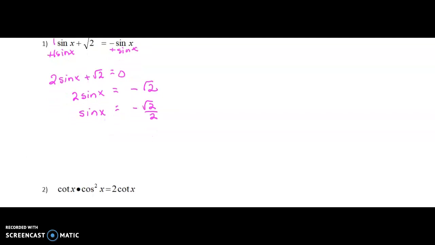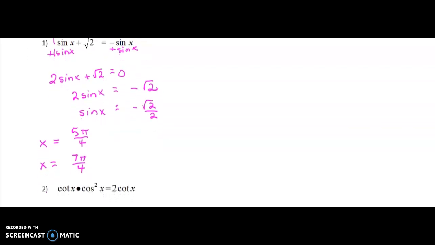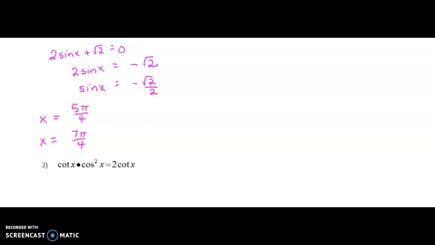So now what angles match this requirement? What angles have a sine value of negative square root of 2 over 2? That would be 5 pi over 4 and 7 pi over 4. I'm going to write them under each other. Now, when it says solve for all possible values, that means every 5 pi over 4 into infinity.